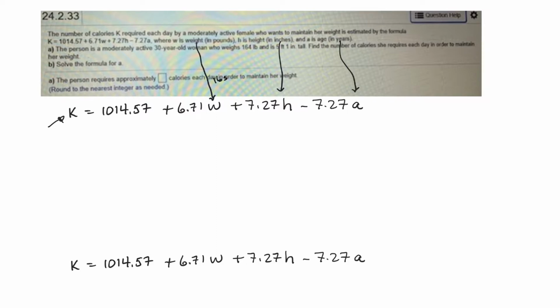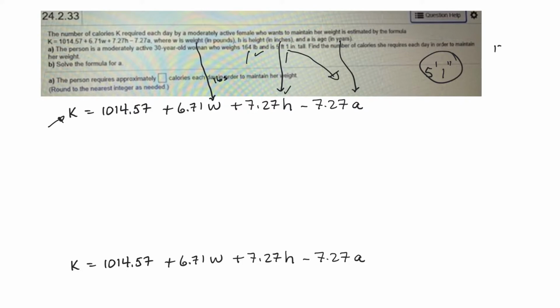So they give me the formula, and now they ask how many calories a 30-year-old, moderately active woman should eat, who weighs 164 and is 5'1". First thing I know, they did give me the weight in pounds, so that one's okay, but they gave me the height as 5 feet and 1 inch tall. Sorry, I should write that properly: 5 feet 1 inch. So I need to change this unit into inches.